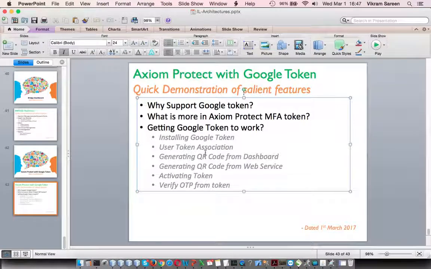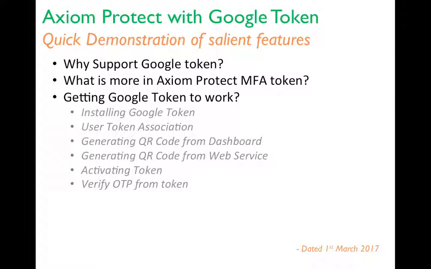So this was very quickly sharing with you how the Google token can work with Axiom, and all your users that essentially want to use the free Google token that's available with Axiom, you can actually use that. So in a way, there's a cost saving because you are not really buying the software token, and on the server side you can use our cloud instance or on-premise Axiom Protect for your authentication.